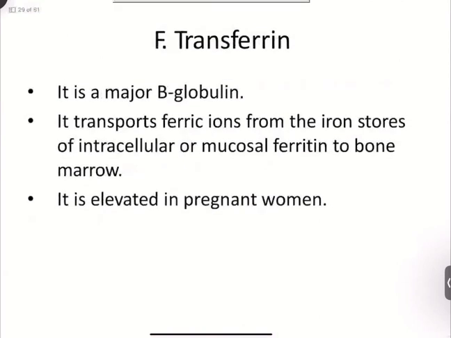Next is your transferrin. It is a major beta globulin. It transports ferric iron from the iron store of intracellular or mucosal ferritin to the bone marrow.